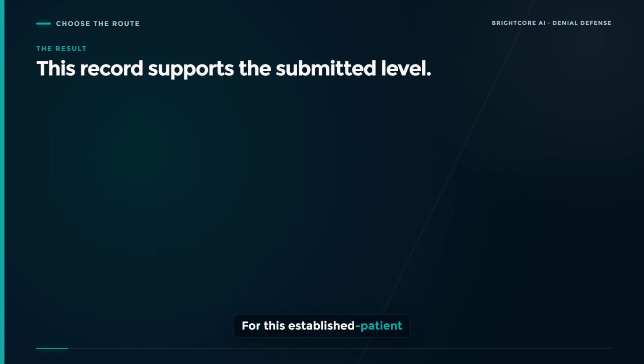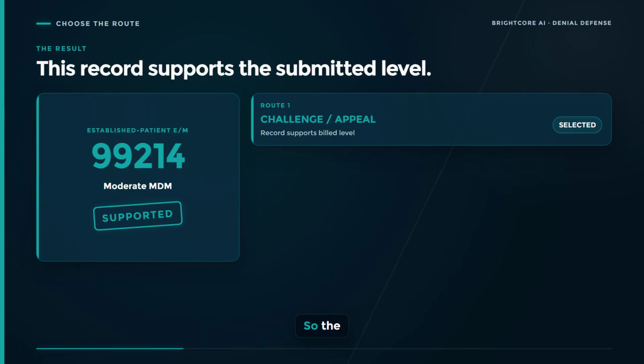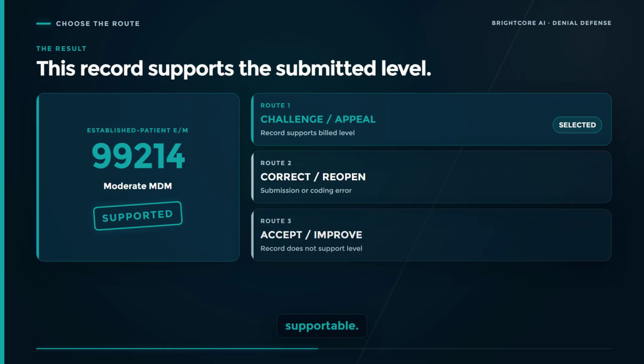For this established patient encounter, Moderate MDM supports 99214. The submitted claim matches the contemporaneous record, and the record supports the reported level. So, the appropriate general path is to challenge the adverse determination through the review or appeal process identified in the actual notice. That does not guarantee a favorable outcome. It means the response is supportable.